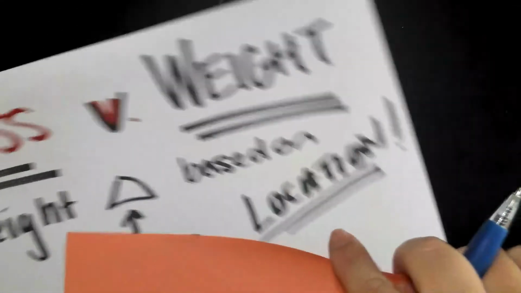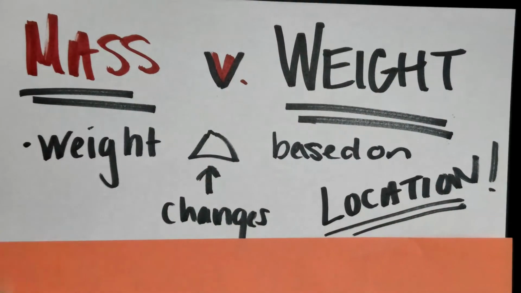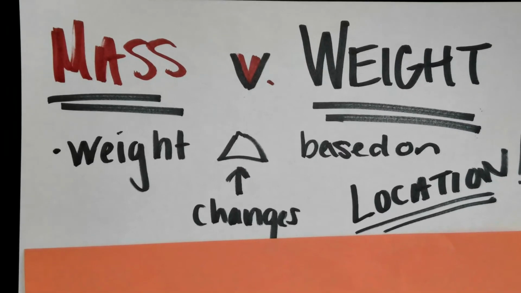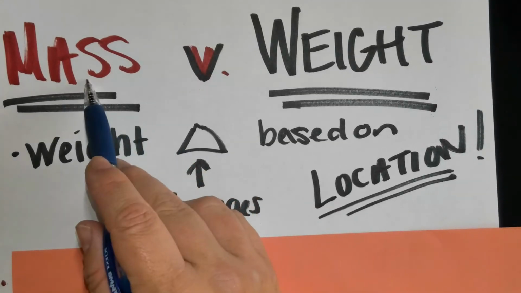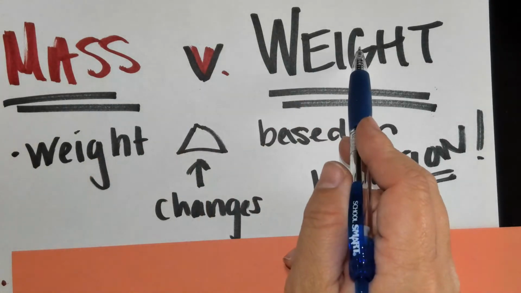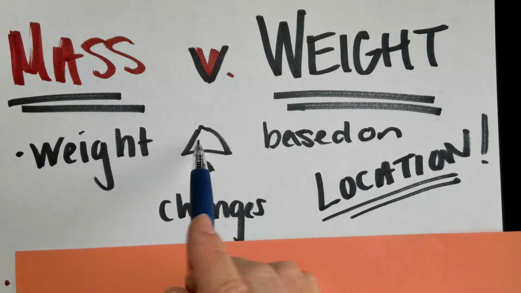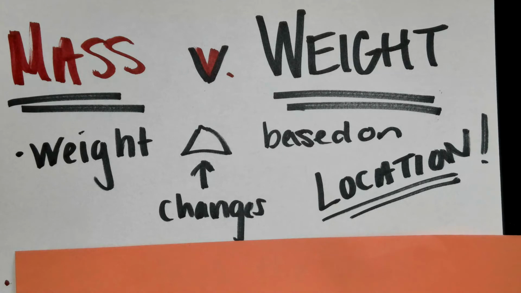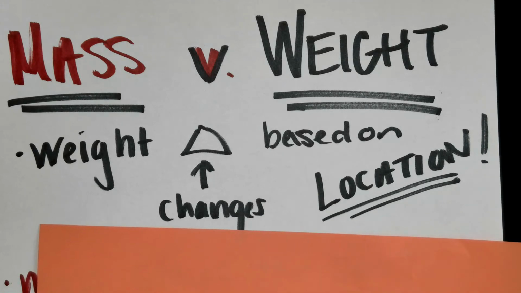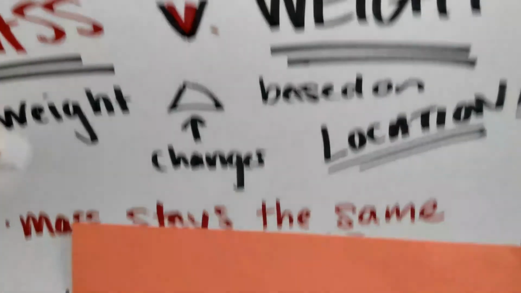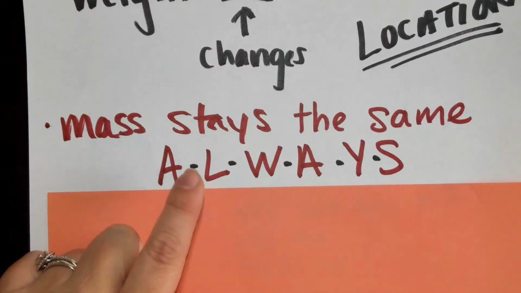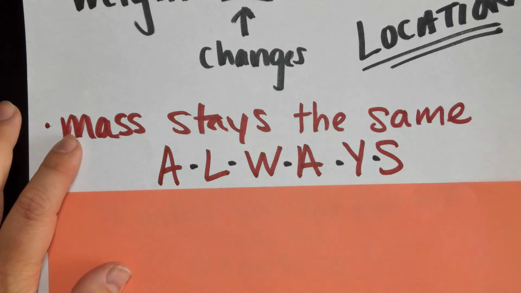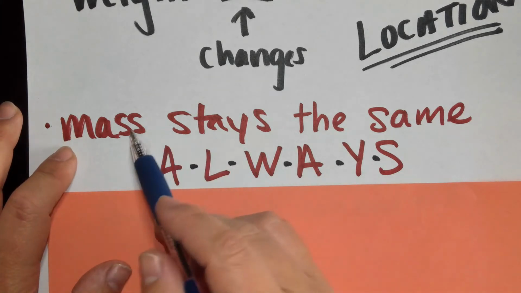Let's talk about mass versus weight. This is something where people try to interchange those terms. Weight changes, so delta means changes. Weight changes based on the location of the object, whether it's close to the surface of the Earth or on a different planet, whatever it may be. Mass is always going to stay the same. I always like the mantra: mass stays the same, weight changes.